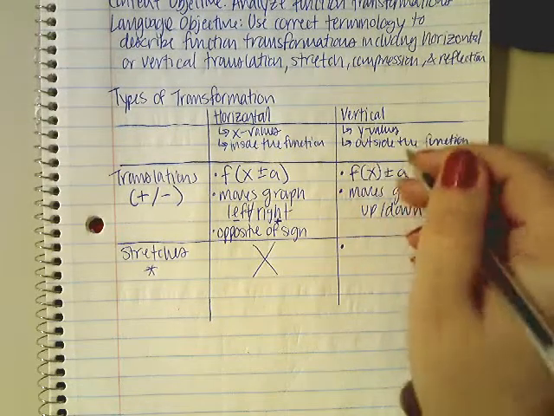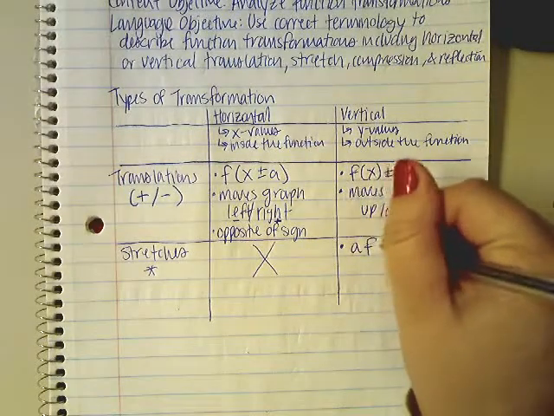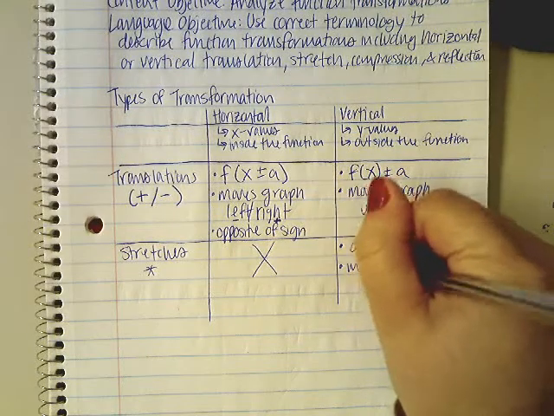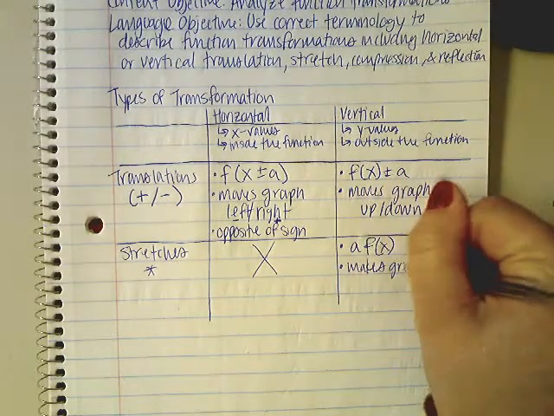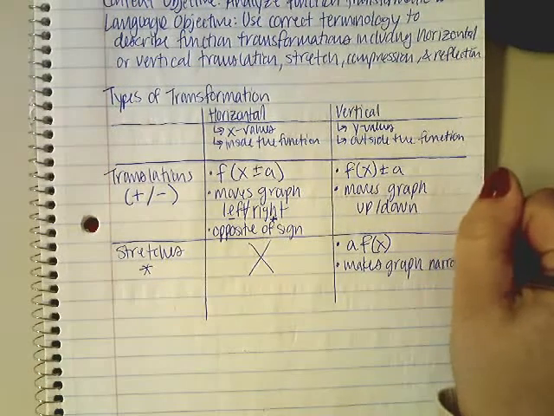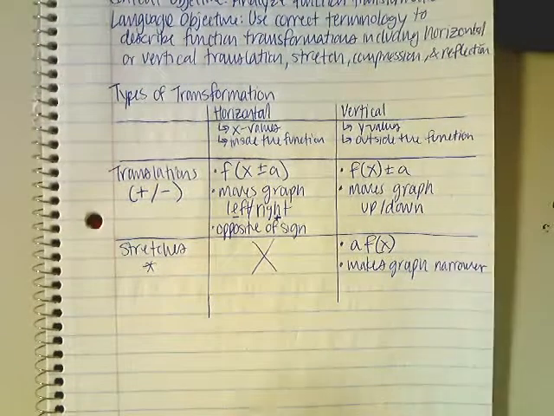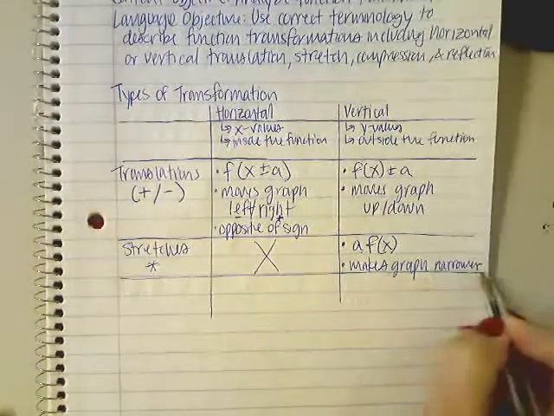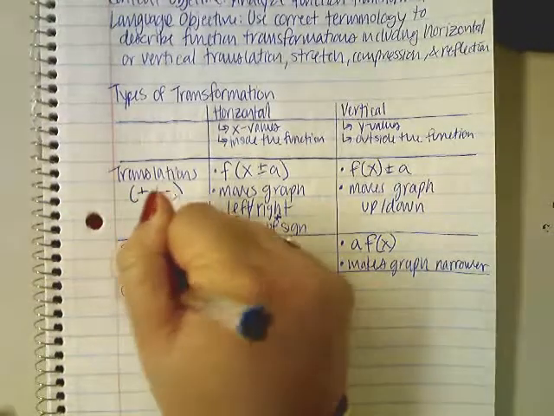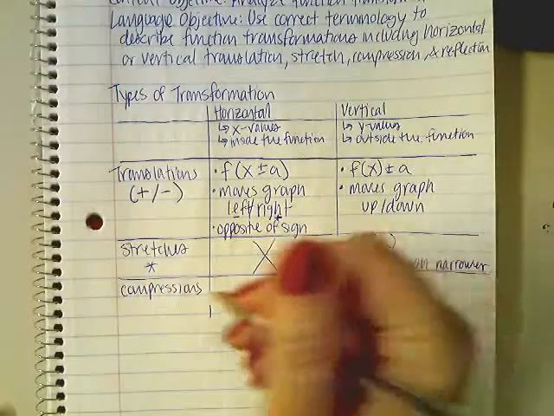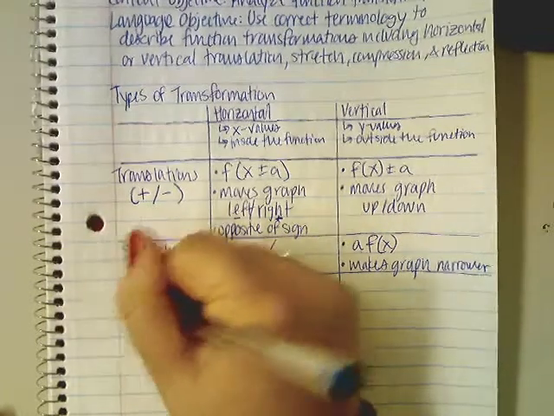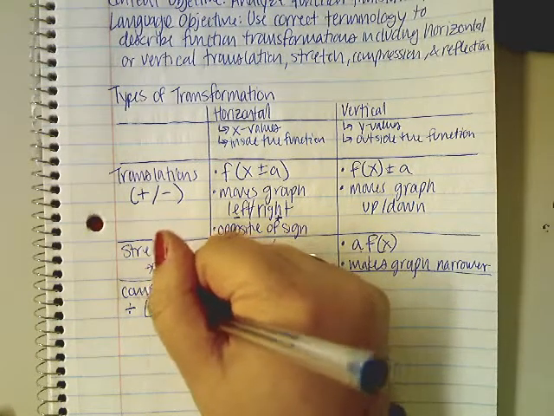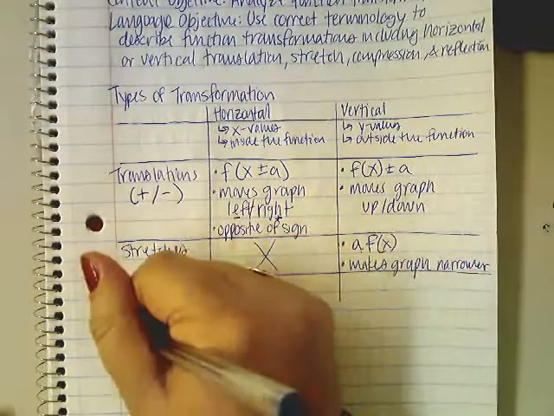So for this, it's again outside the function, you're multiplying. So it's going to be written as a number a times the function. And this makes the function narrower, or makes the graph narrower. So multiplying by a number narrows our graph. So if we have a number in front of our function, it's going to make it narrower when we multiply. And this is compared to compressions. And compressions are when we are dividing or when we're multiplying by a fraction or a decimal.